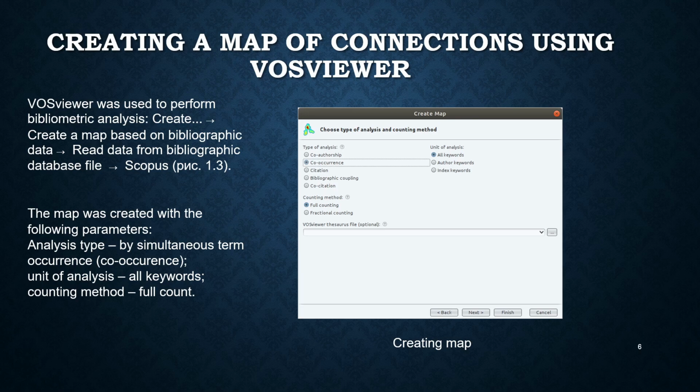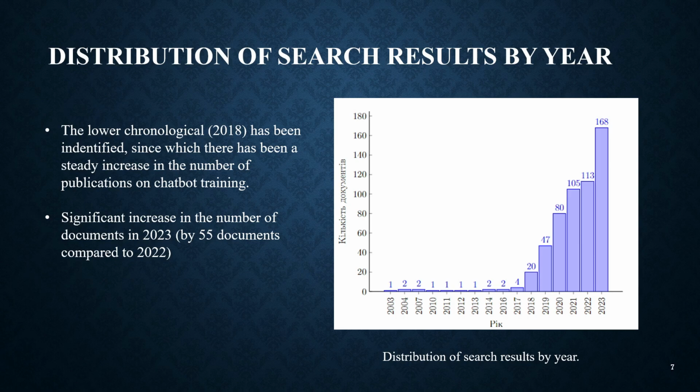Here on the slide you can see the distribution of documents by year. You can see that since 2018 there has been a steady increase in the number of publications on this topic, and in 2023 there was a very significant increase in documents, possibly due to the opening of ChatGPT to the public from the closed beta.